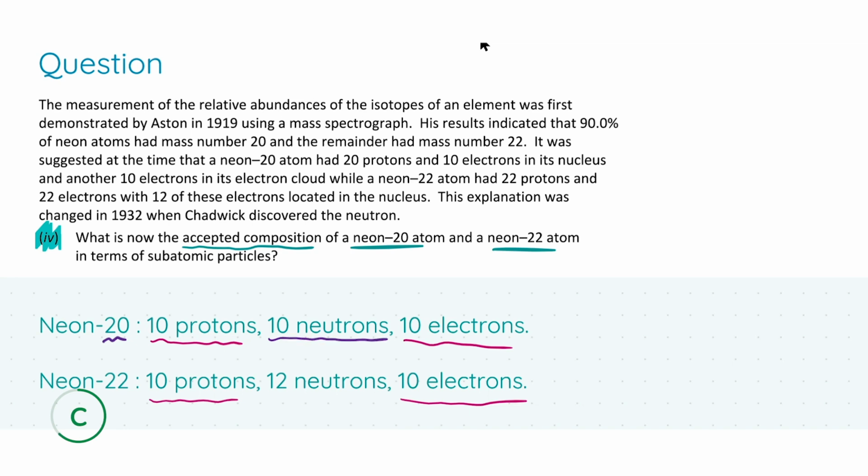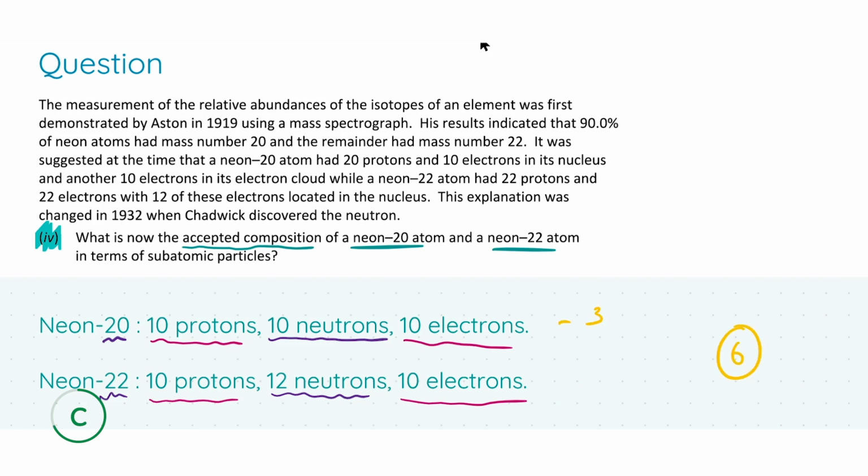Applying the same idea to neon 22, neon 22 has a mass of 22, and what that means is if I take away 10 protons from 22 as our total, we'll be left with the number of neutrons, which means that we get our total of 12. And both of these are what we call isotopes, which have the same number of protons but a differing number of neutrons.